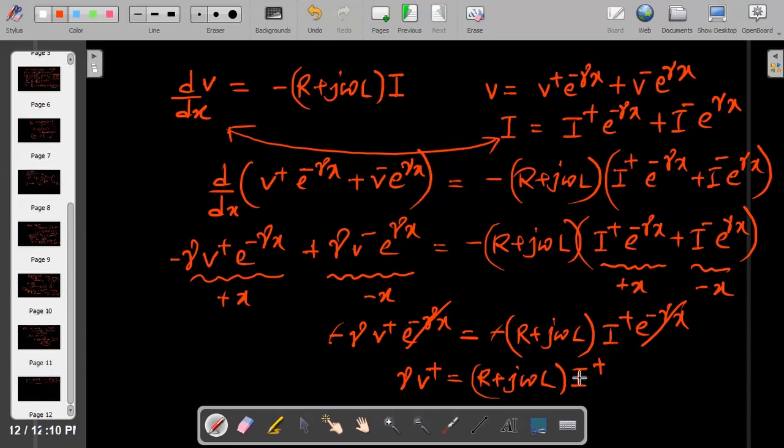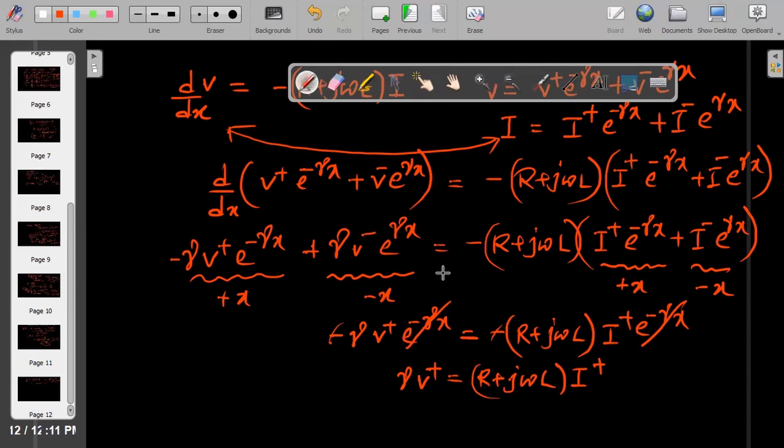It is coming like that. Similarly, if you do the analysis for the minus x direction, you do that one. This thing and this thing will have a minus sign, right? This minus will be there, remaining all will cancel. So you will be getting gamma into V minus is minus of R plus j omega L into I minus. You please verify. If you compare these two equations, you will be getting minus. Very simple, same type of things, right?